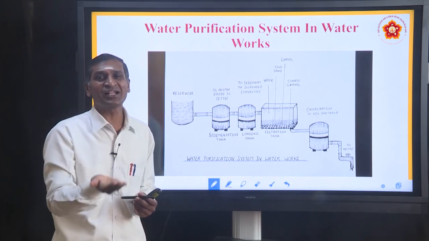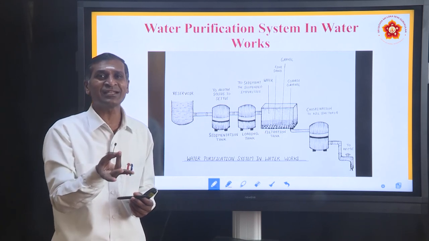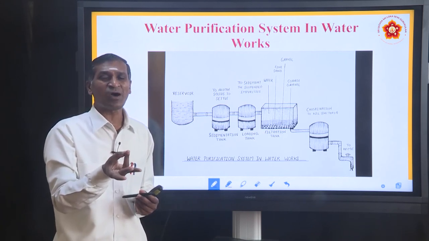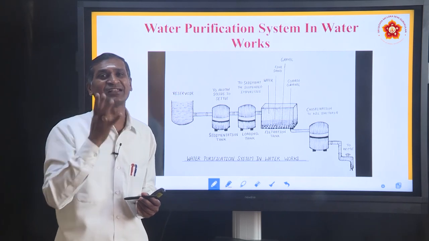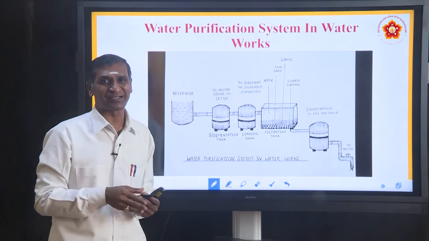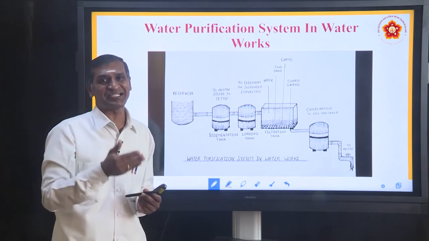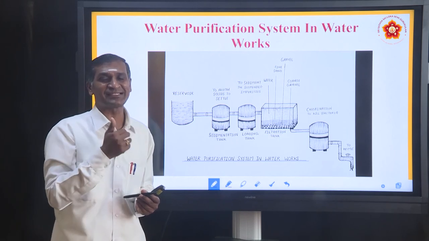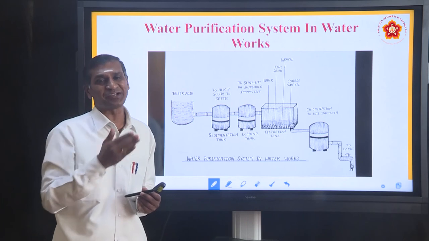Sedimentation settles down the floating impurities. Aeration: the foul or dirty smell will go by keeping the tank open, allowing air and sunlight to enter the tank containing the water. That is the aeration tank. Next is the filtration tank, with three layers, the charcoal, the gravel and the fine sand layer, for filtration.